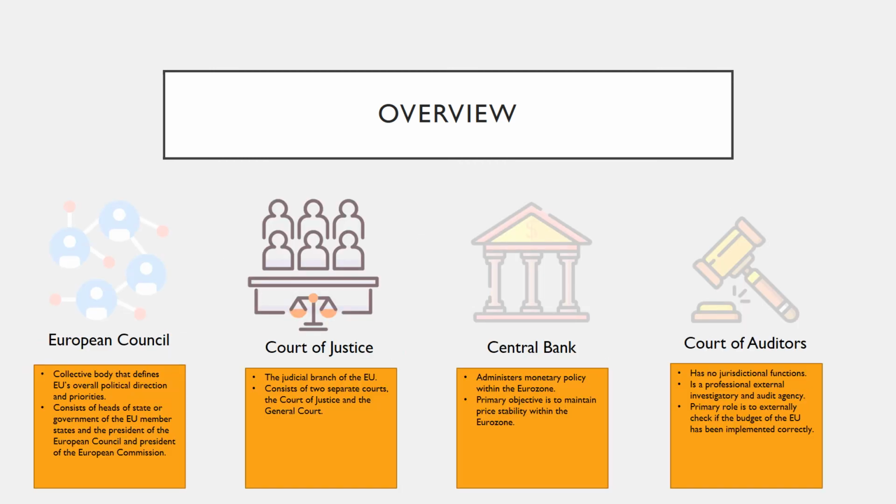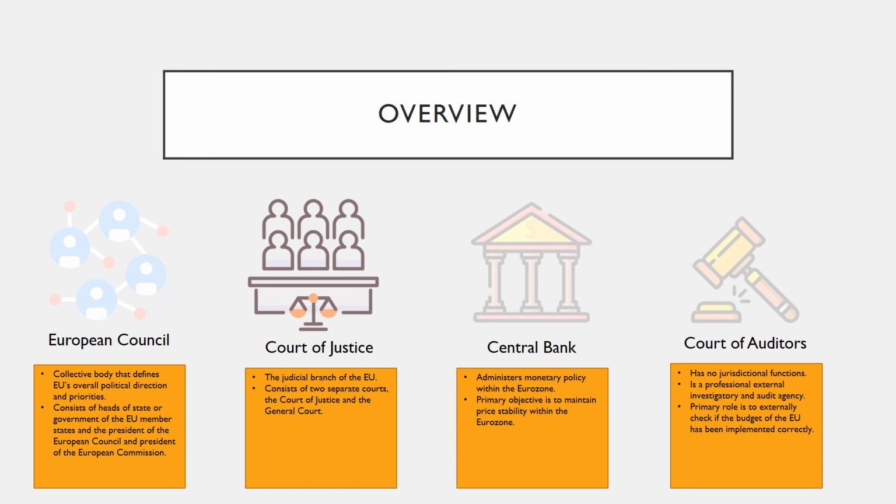Let's look at four other institutions of the European Union. They are the European Council, Court of Justice, Central Bank, and the Court of Auditors. The European Council, not to be confused with the Council of the European Union, is a collective body that defines the EU's overall political direction and priorities.